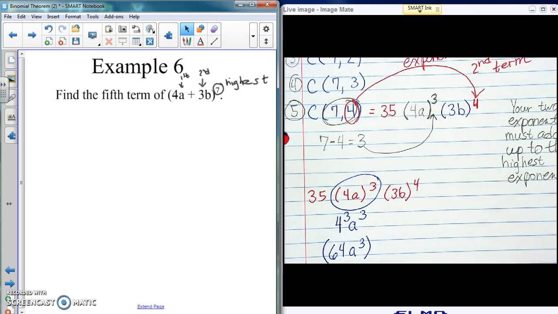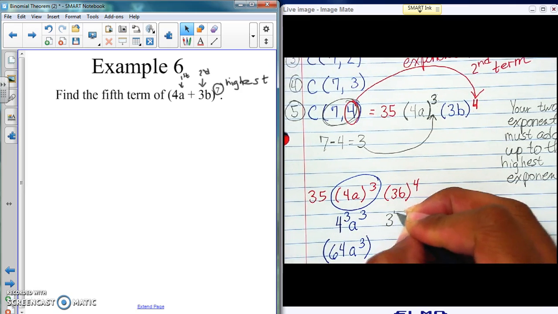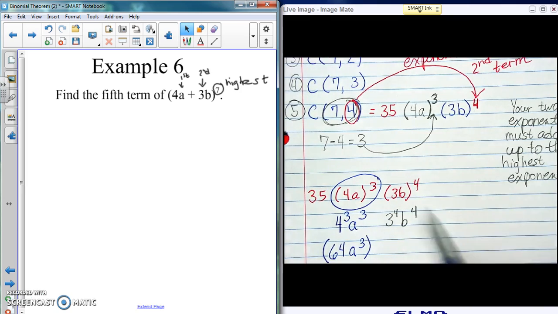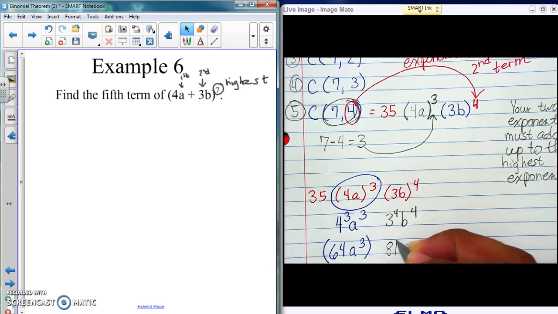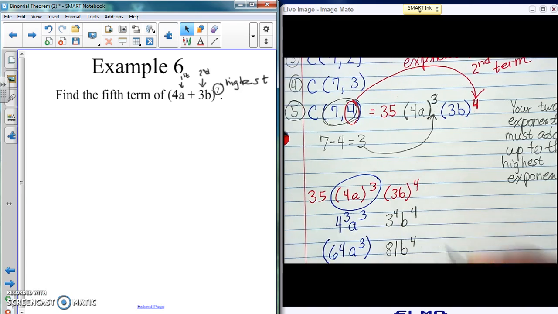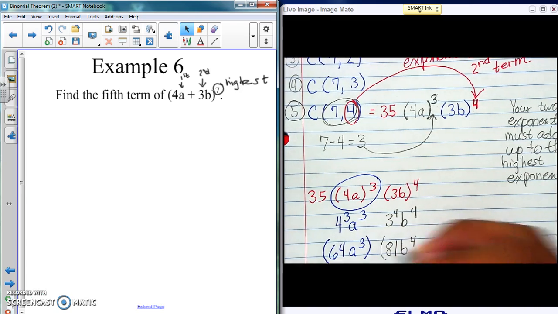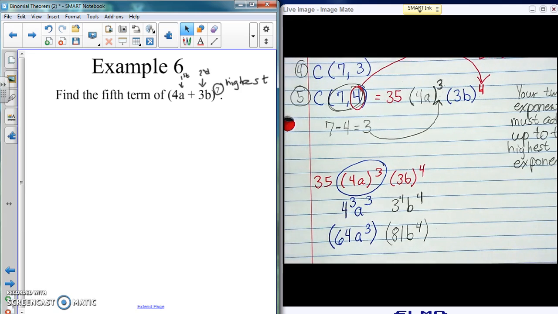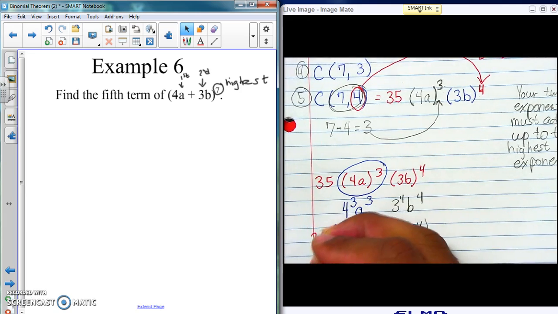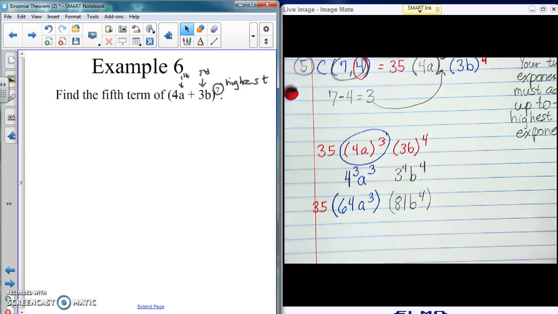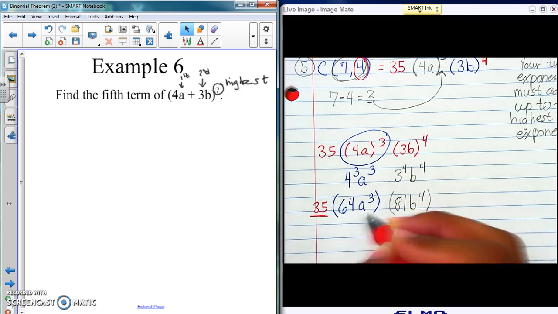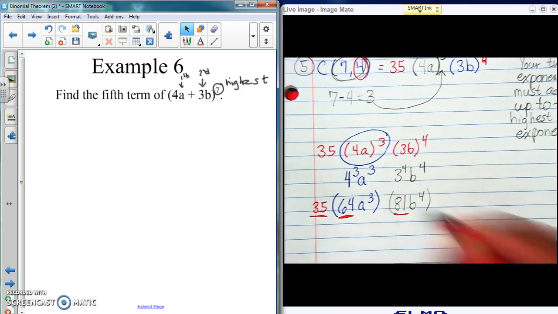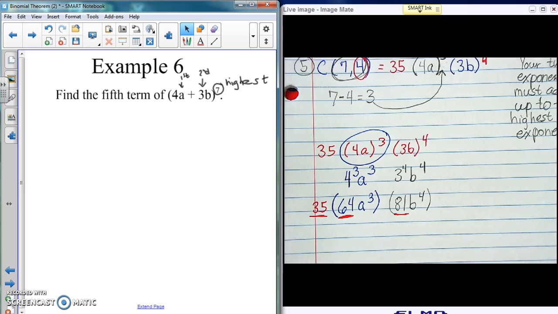Okay, for the next one, the 3 gets a 4, the b gets a 4. And so here, 3 to the 4th power is 81. b to the 4th power is just b to the 4th power. And again, I'm going to put parentheses around those two. And then here, I'm just going to bring the 35 down because that still needs to go there. The last thing is multiplying 35 times 64 times 81. So in your calculator, just multiply 35 times 64 times 81, and we're going to get an answer there.